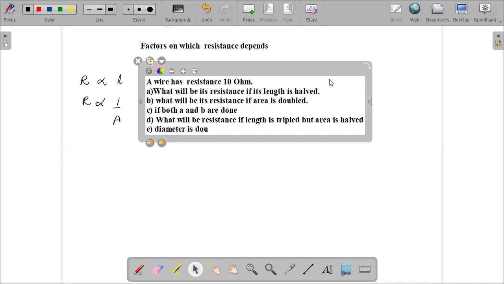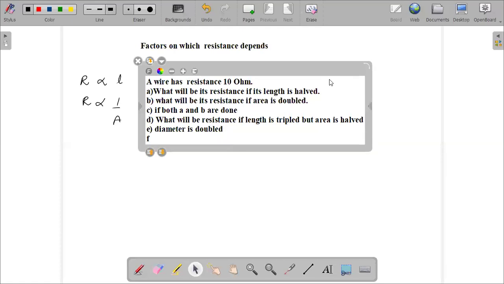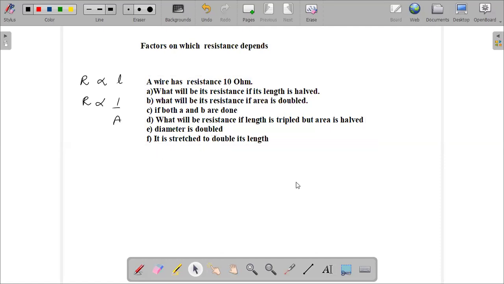Sir, 1 second, sir. Okay, attempt all these questions now. So the first one is we have done part A, B, C. You have to do part D. What will be the resistance if length is tripled but area is half?